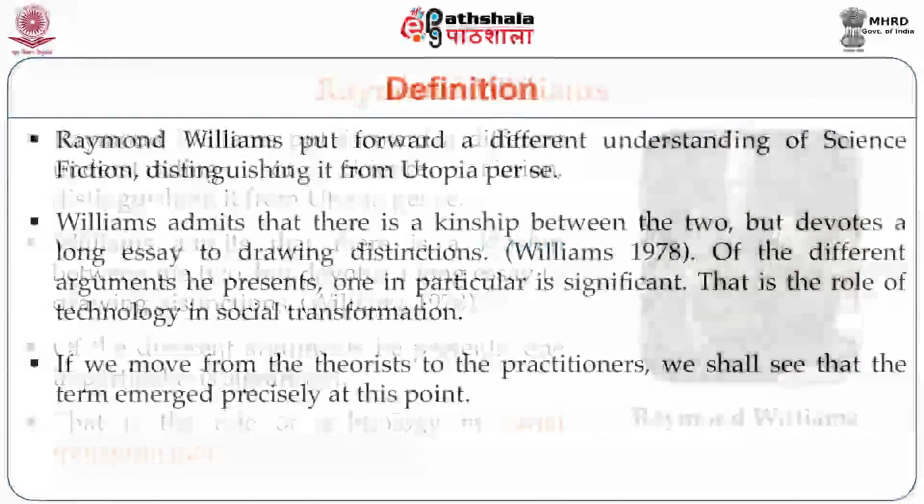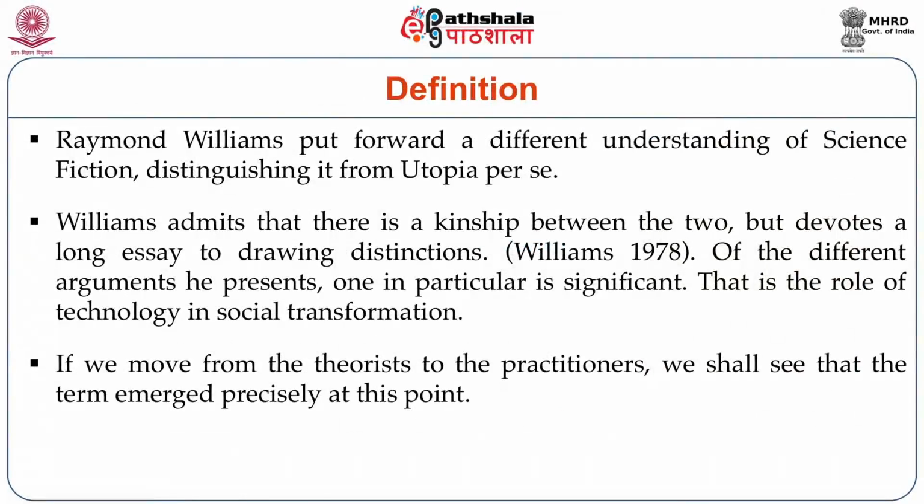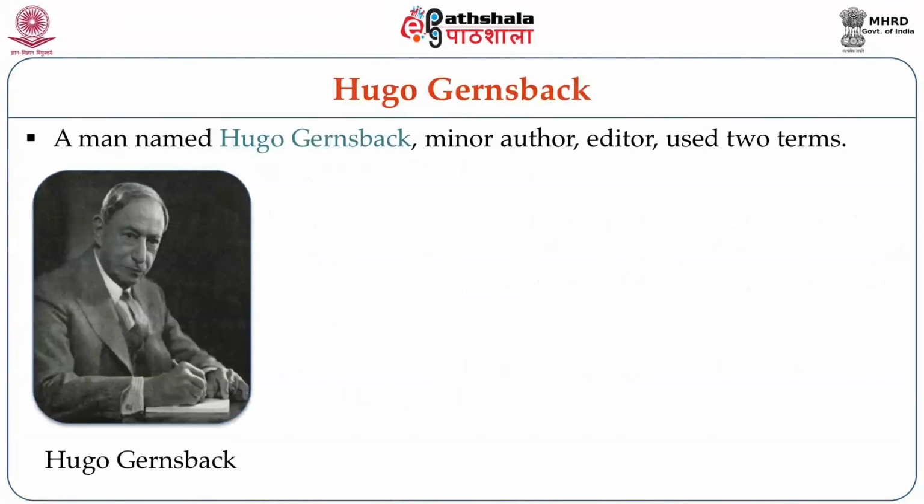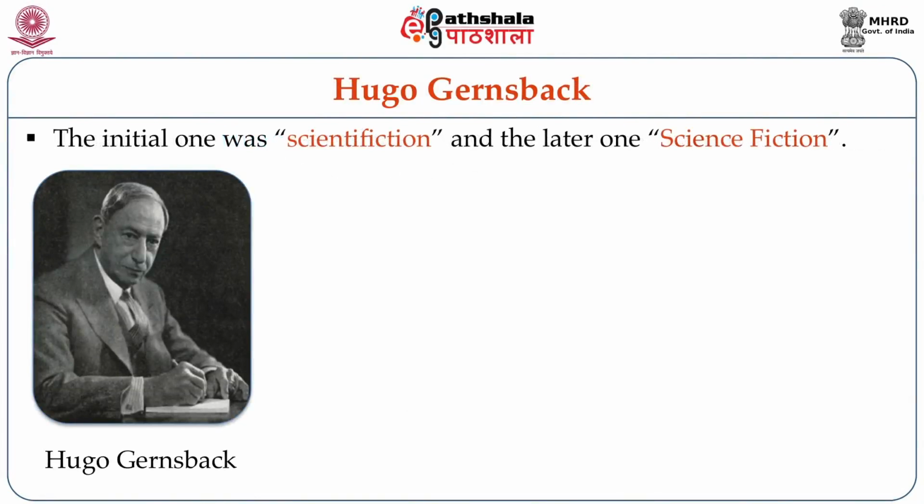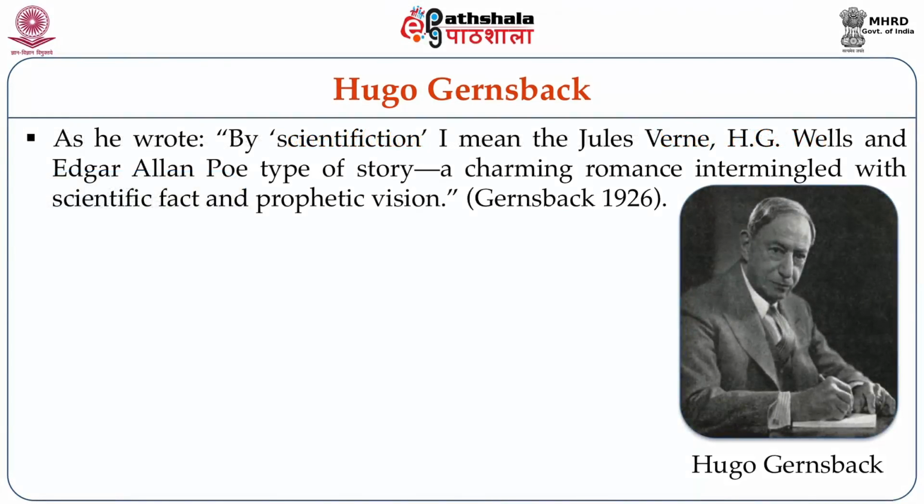If we move from theorists to practitioners, we shall see that the term emerged precisely at this point of the role of technology in social transformation. Hugo Gernsback, a minor author and an editor, used two terms. His initial term was scientifiction and the later one was science fiction. As he wrote, by scientifiction, I mean the Jules Verne, H.G. Wells and Edgar Allan Poe type of story, a charming romance intermingled with scientific fact and prophetic vision.